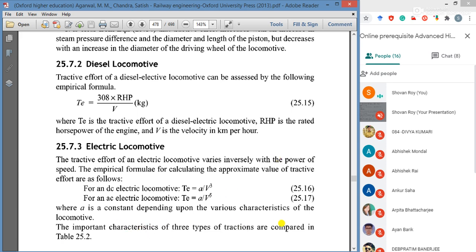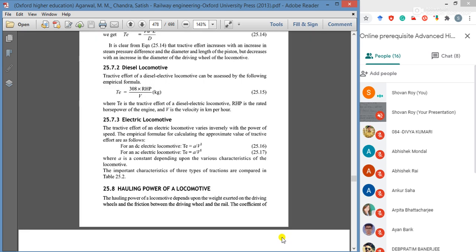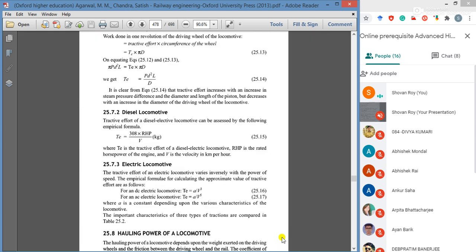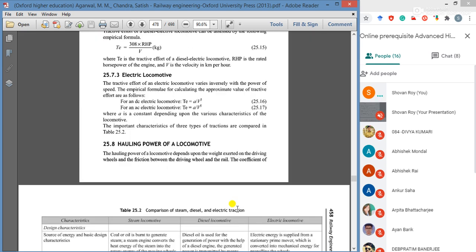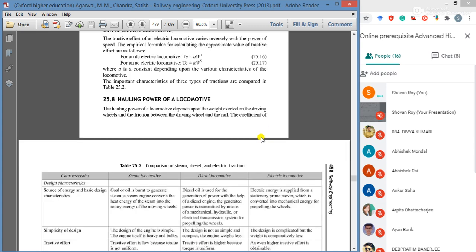The important characteristics of the three types of traction are compared in a table, but this table is not important.